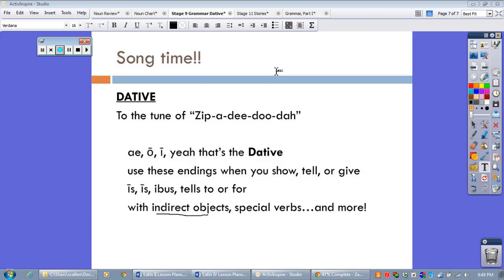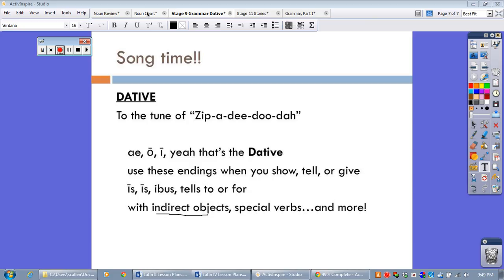Okay, 3, 2, 1. A-E-O-I, yeah, that's the dative. Use these endings when you show, tell, or give. Is, ibus, tells to or for, with indirect objects, special verbs, and more.